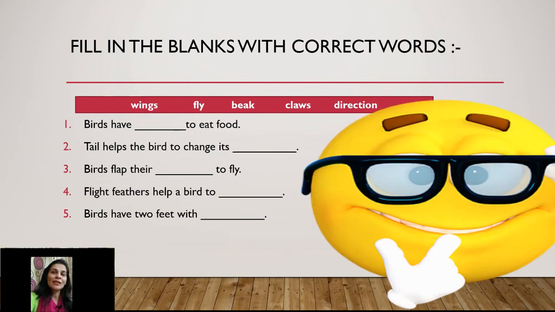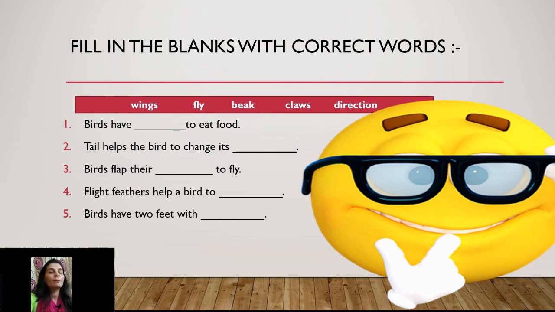Now fill in the blanks with correct words. Birds have blank to eat food. Birds have beak. Yes, because birds do not have teeth. Birds have beaks to eat food. First answer is beak. Tail helps a bird to change its, which one will be the answer? Yes, direction. Tail helps the bird to change its direction.